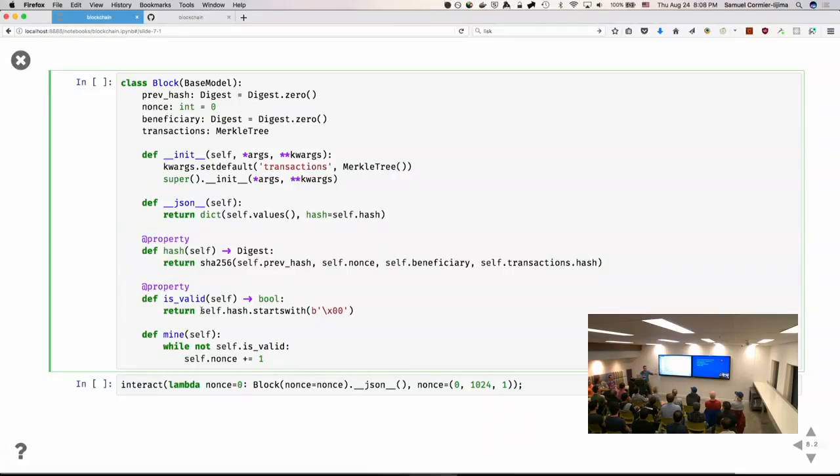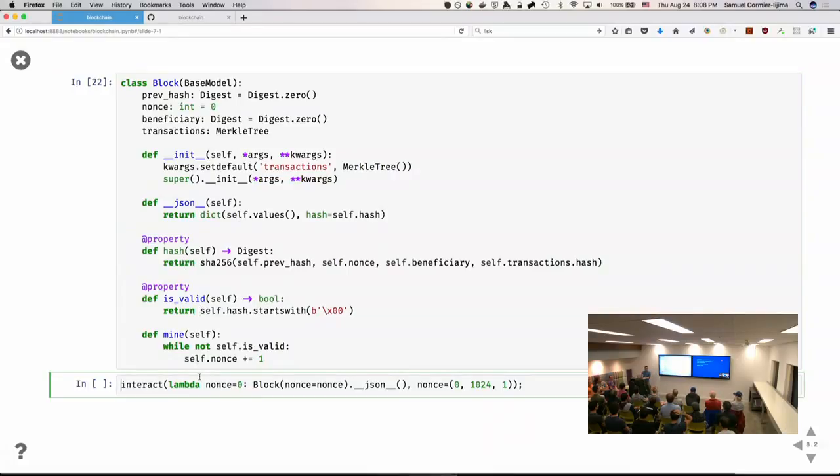And finally, the last part of this block is to mine a block. The way that we mine a block is we keep checking, is it valid? If not, we're going to bump up this nonce. What that does is it causes the hash to change when you change the nonce, because it's included in this hash right here.